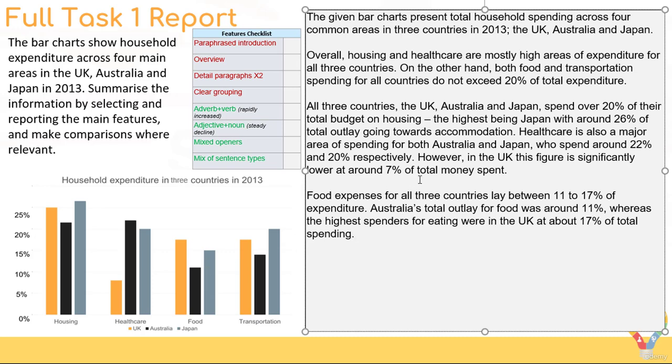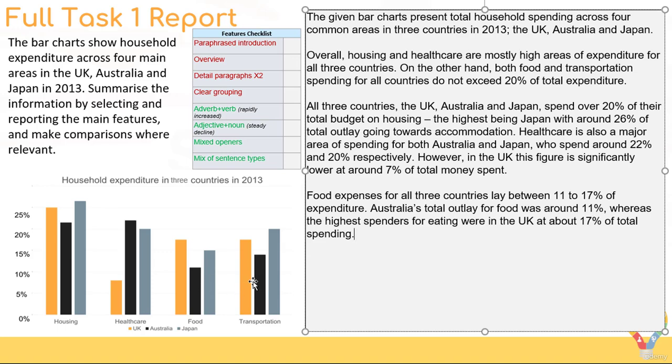Okay, just have a quick read through, and I think that's food described. Food expenses for all three countries lay between 11 to 17% of expenditure. Australia's total outlay for food was around 11%, whereas the highest spenders for eating were in the UK at about 17% of total spending. Okay, that sounds good to me. Let's take a look at transportation.